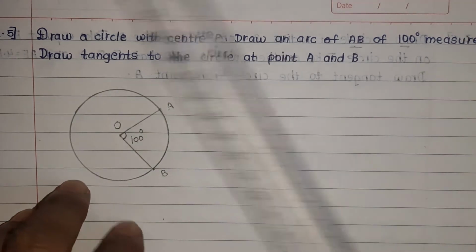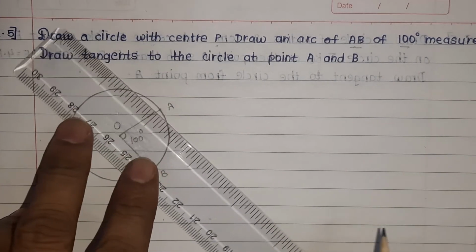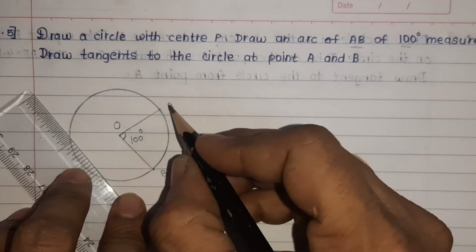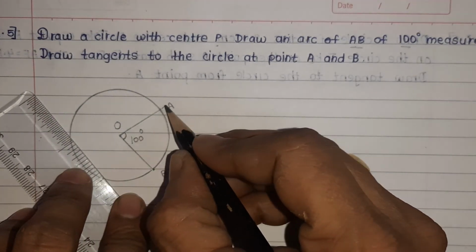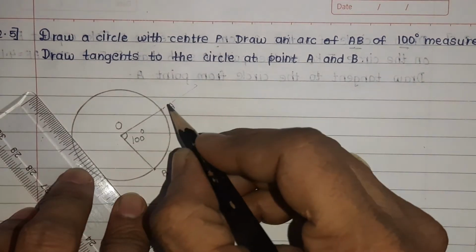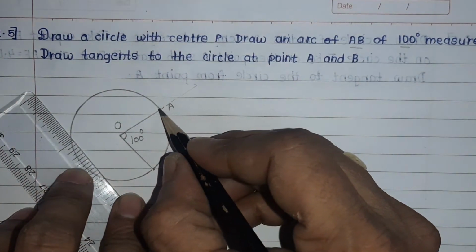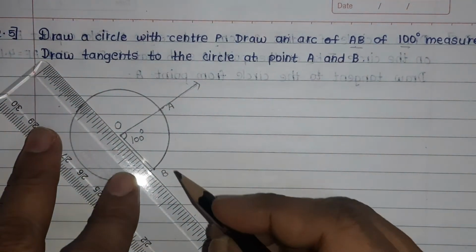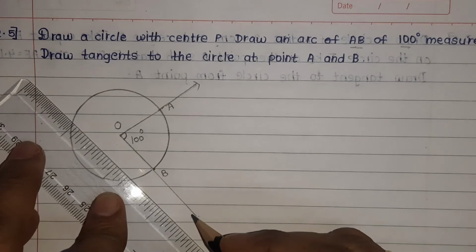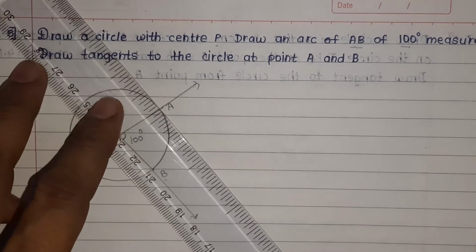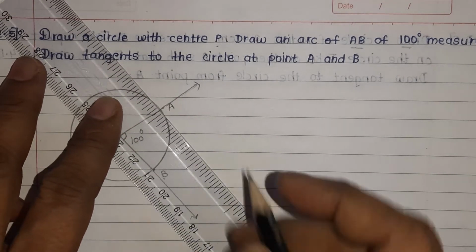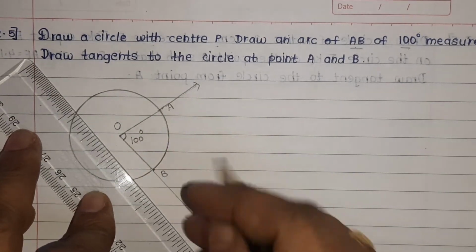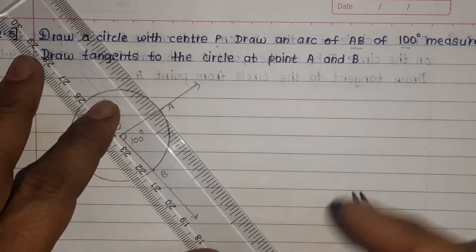Now, another concept, the next step is that we have to draw a tangent passing through the points A and B. Dear student, if we have to draw the tangent passing through a point on the circle, we have to produce this further like this. Then OB we have to produce like this, and then we have to draw the perpendicular passing through the point A. Then here we can draw a tangent like this.